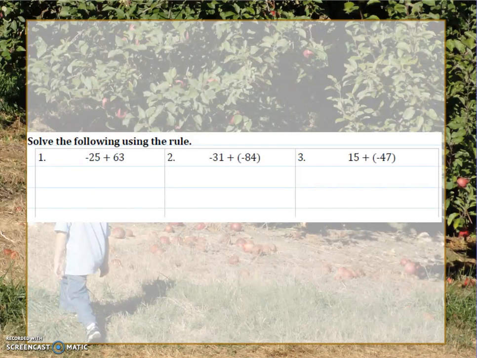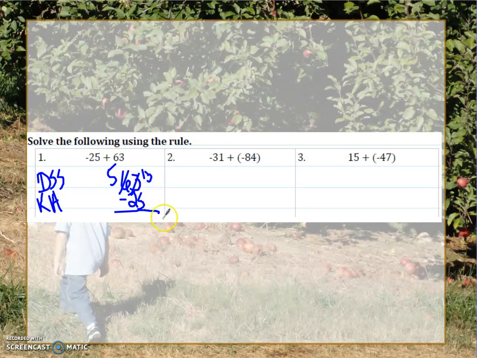All right, negative 25 plus 63. This is going to be different signs subtract, keep higher absolute value. So we're going to do 63 minus 25. We're going to get 38. Keep the higher absolute value, so it is positive 38.